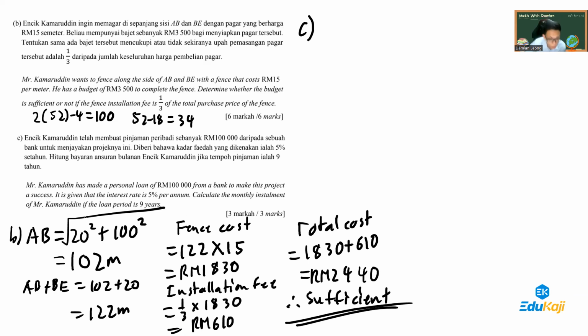Yeah. And part C. Mr. Kamaruddin made personal loan 100,000 ringgit from bank to make this project a success. Interest rate is 5% per annum. They want money installment if the loan is 9 years. So this is fixed interest. So total amount after interest will be principal plus the interest, means principal times interest rate 5% over 100 times time 9 years.